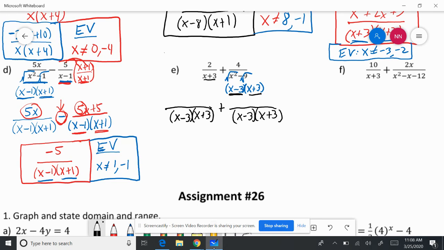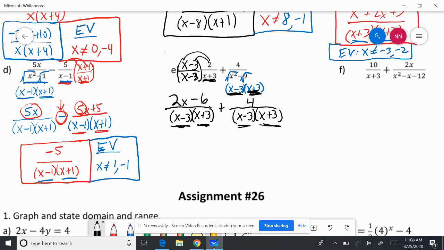Now, if we're looking at our first term, it has the x plus 3. It's missing the x minus 3. So if we're looking down below, x plus 3, it's missing an x minus 3. So that means we're multiplying an x minus 3. So when we multiply it or distribute the 2, what we get is 2x minus 6. This one has the x minus 3. It has the x plus 3. It's not missing anything, so we bring down the 4.